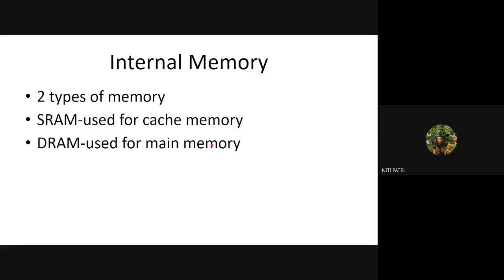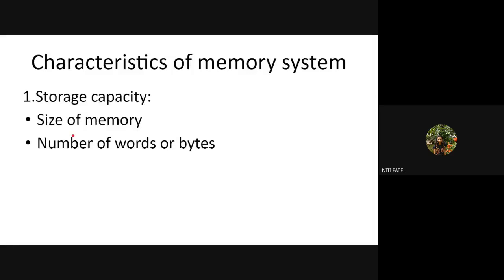Since cache is faster and we store that cache in SRAM, your SRAM also has to be faster as compared to your DRAM. But if you see cost wise, it is much more expensive as compared to your DRAM cell. The DRAM is much cheaper as compared to your SRAM memory.